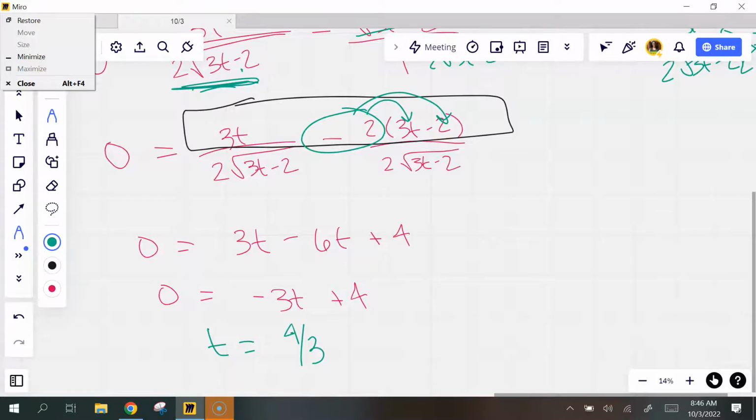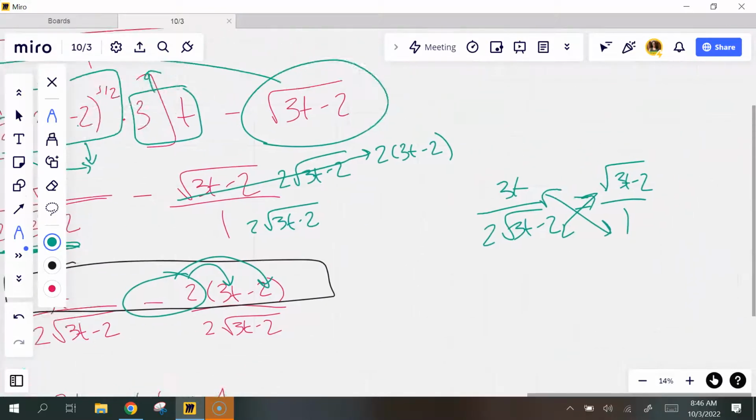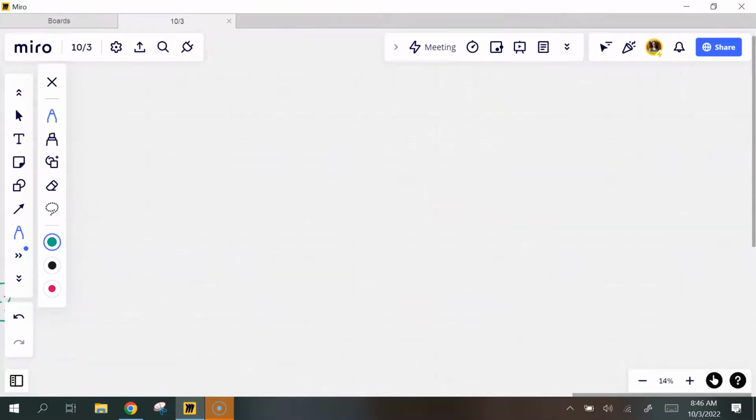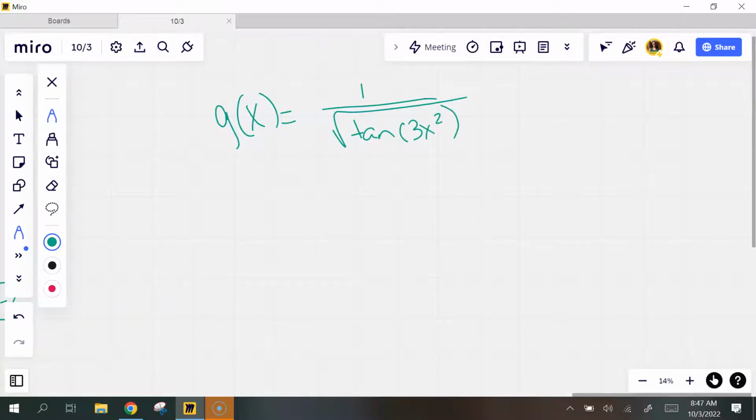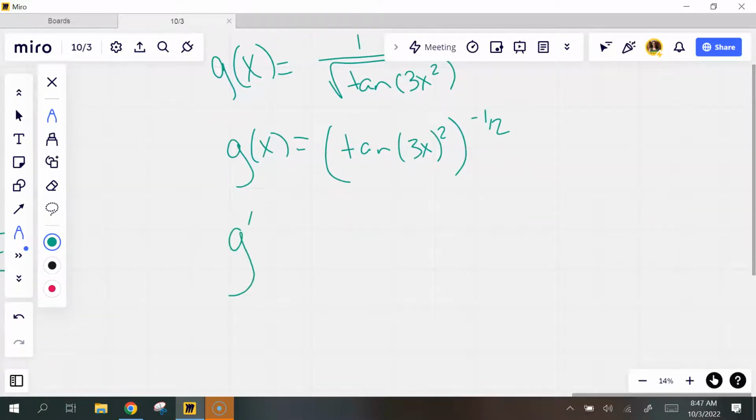I'm looking for 14. G of x. This one looks so easy, but it wasn't. Looks can be deceiving sometimes. 1 over the square root of the tangent of 3x squared. The very first thing I did was change that from a fraction because I hate quotient rule. So I made it tan of 3x squared to the negative 1/2. And then I started chaining. I did power rule and just started chaining to do this.